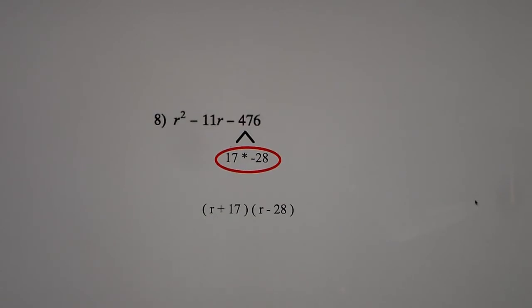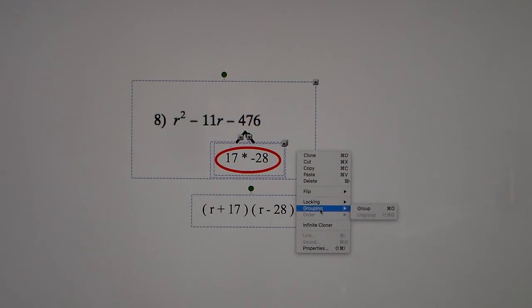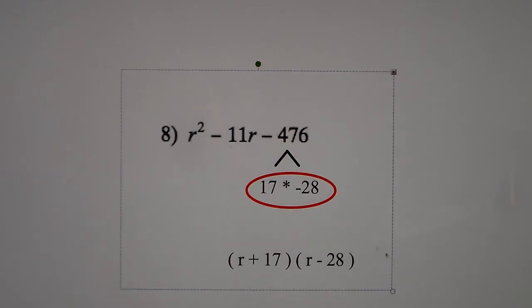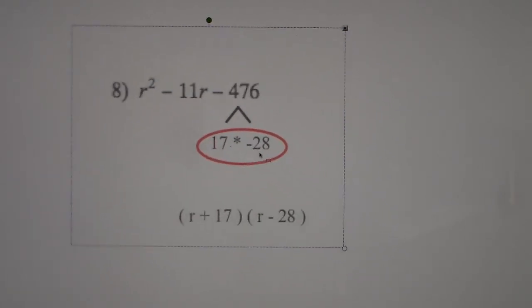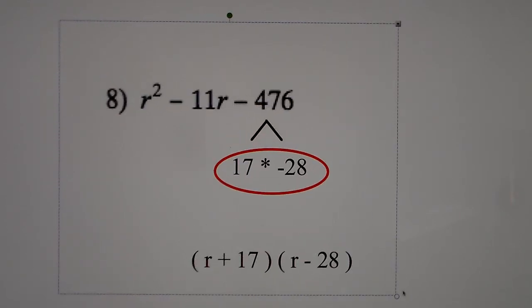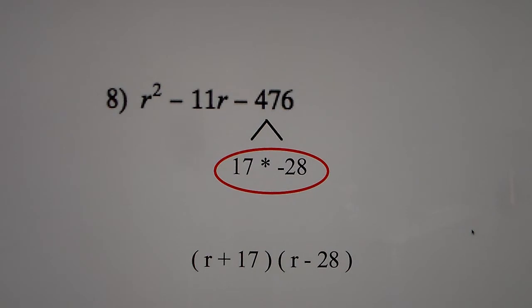Here's number 8. So now practicing using that graphing calculator, we got r squared minus 11r minus 476. Well, we got to find the factors of negative 476 that add up to negative 11.